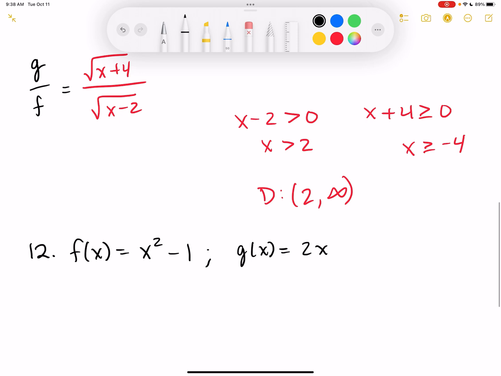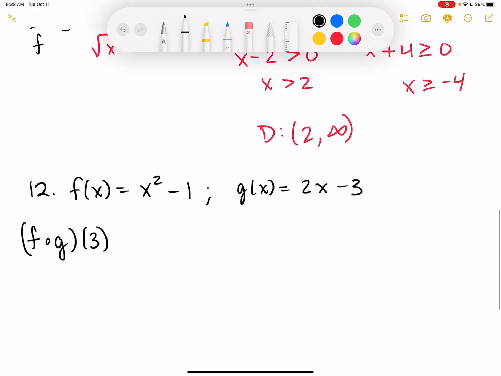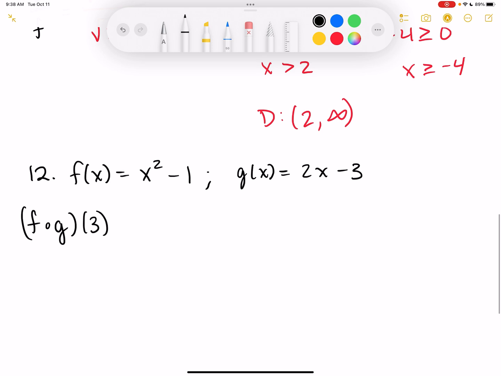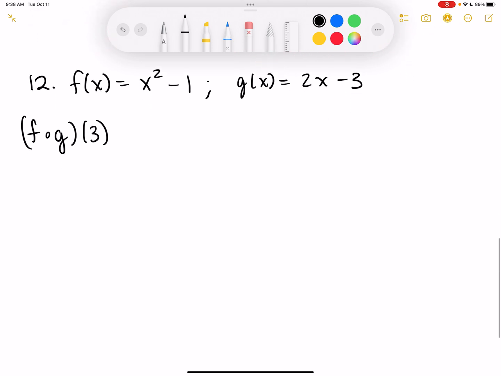2x minus 3, and it wants us to find f composed of g of 3, and also g composed of f of negative 2. Is that a multiplying symbol? No, it means like "of." The way that I would have written it with you last year, I would have written it like this.